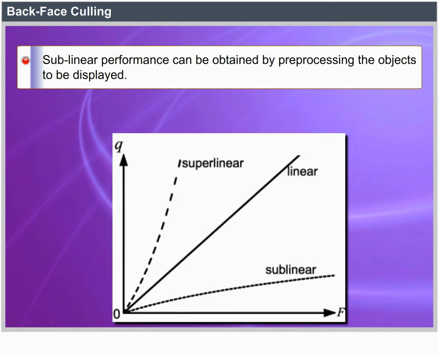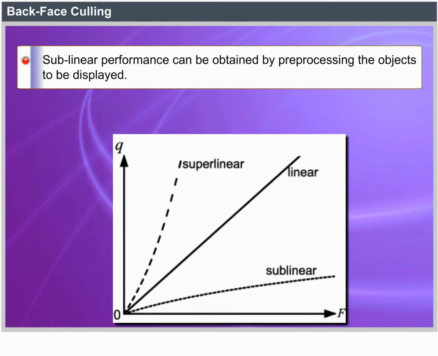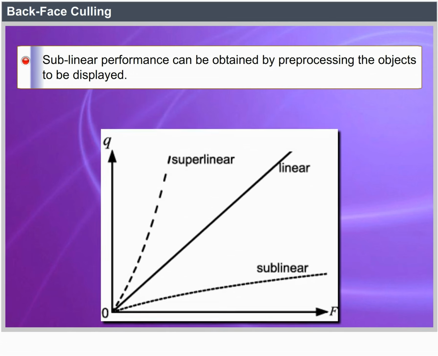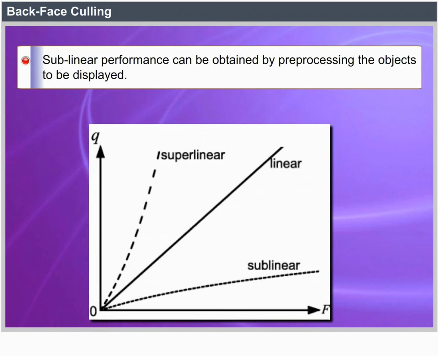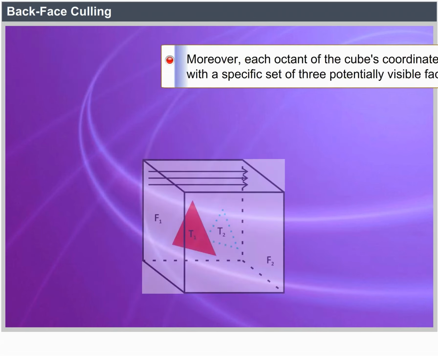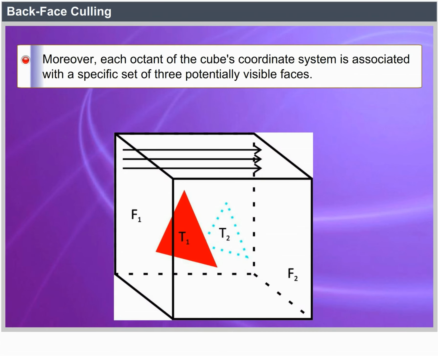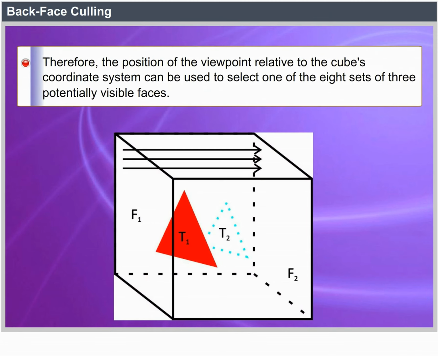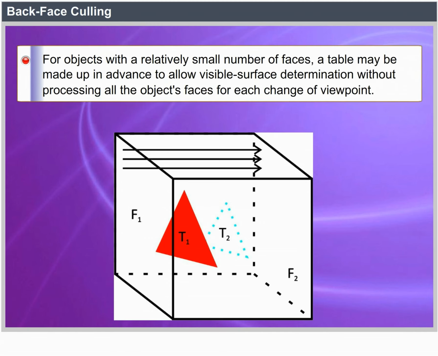For example, consider a cube centered about the origin of its own object coordinate system, with its faces perpendicular to the coordinate system's axes. From any viewpoint outside the cube, at most 3 of its faces are visible. Furthermore, each octant of the cube's coordinate system is associated with a specific set of 3 potentially visible faces. Therefore, the position of the viewpoint relative to the cube's coordinate system can be used to select one of the 8 sets of 3 potentially visible faces. For objects with a relatively small number of faces, a table may be made up in advance to allow visible surface determination without processing all the object's faces for each change of viewpoint.